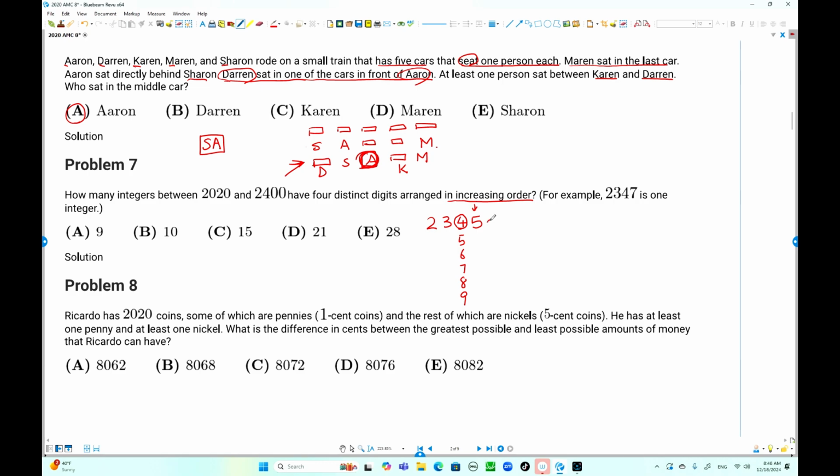It can be 5 to 9. So it is 5, 6, 7, 8, 9. Or count and subtract over here, okay? 9 minus 5 plus 1, okay? But this is 5. The next is 6 to 9, 1 less than 4, 3, 2, and this is 1, right? If this is 9, the next one is 0, right? This is not working. So how many? 9, 10, 15. Okay.